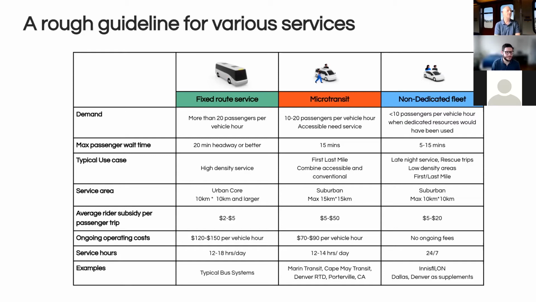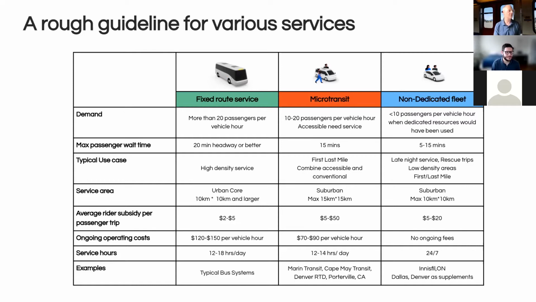You can see like the fixed route service for sure, and the high density services, microtransit, first, last mile, but also accessible services and connecting to the conventional services, where the non-dedicated fleets typically operate at the lower demand density areas and also serve for the first, last mile. Some other areas, of course, I highlighted, like what does it do to your service area? Of course, when you have a fixed route bus, the service area is larger than you operate with non-dedicated fleet.